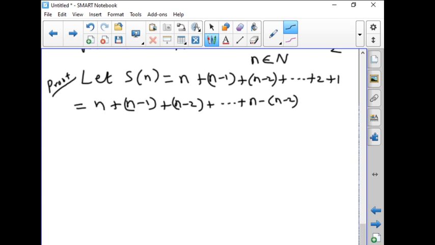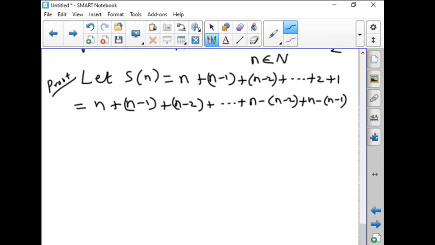Can we write 2 as n minus (n minus 2)? Take minus inside. Now what will come? n minus n will come. So n minus n cancels. Minus into minus 2 will become plus 2. Then how can we write 1? n minus (n minus 1).